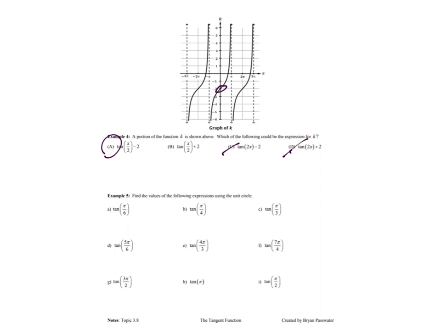Example 5. Find the following values using expressions from the unit circle. Okay, quit looking at me like that. This is just ratios. Sine over cosine. So you have to think, what's tangent of pi over 6? Well, that's going to be sine of pi over 6, which is half, over cosine of pi over 6, which is square root 3 over 2. So you can multiply by the reciprocal. They call it 1 over square root 3.